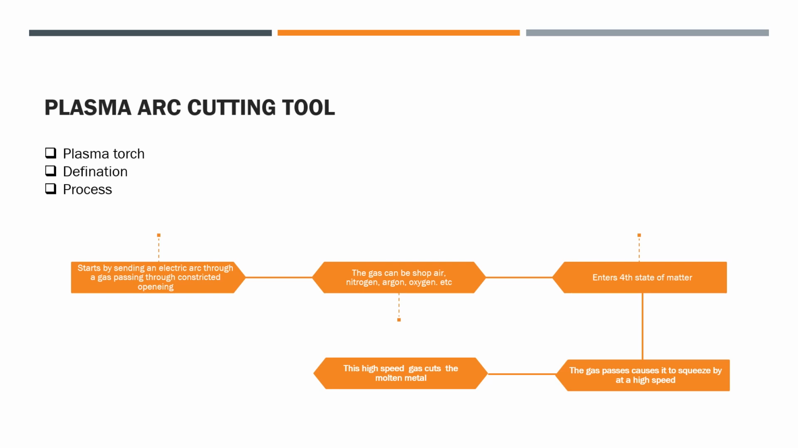The gas can be shop air, nitrogen, argon, oxygen, etc. We can also use other gases. This elevates the temperature of the gas to a fourth state. We all know that the fourth state is plasma. After that, the electrical conductivity of the plasma causes the arc to transfer to the work.